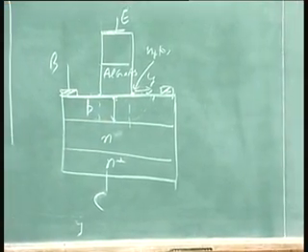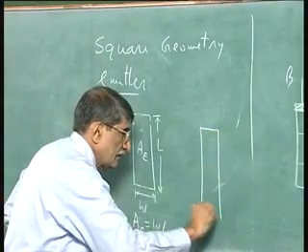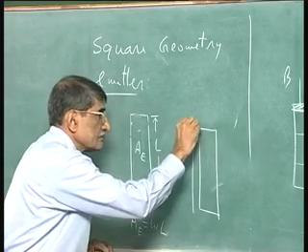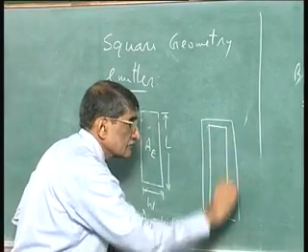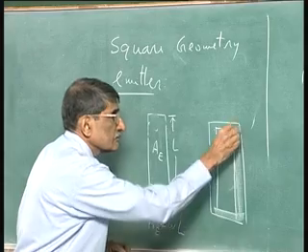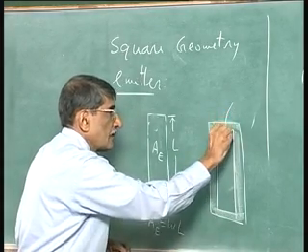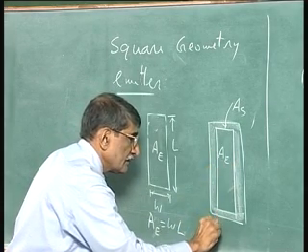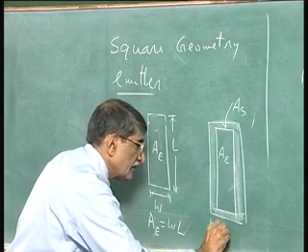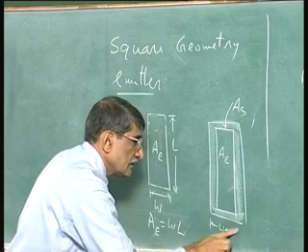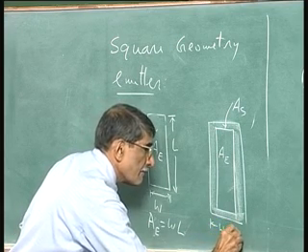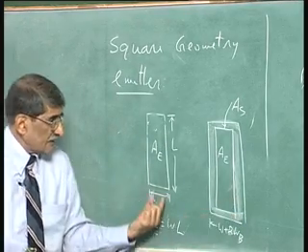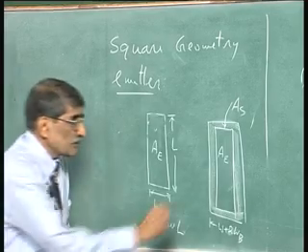So, you have that is W, that is L, take this width, that is A of S, this is AE, and this quantity is W plus 2WB. W is the width of this emitter, WB is the base width.